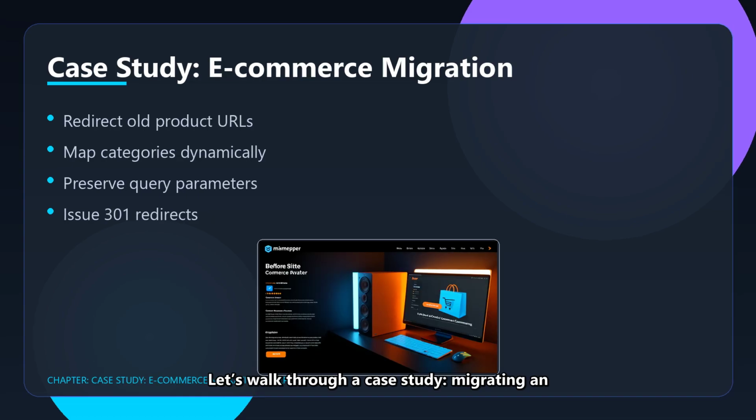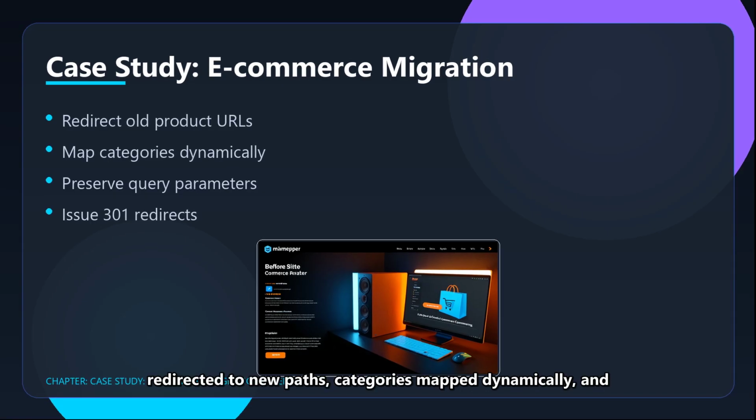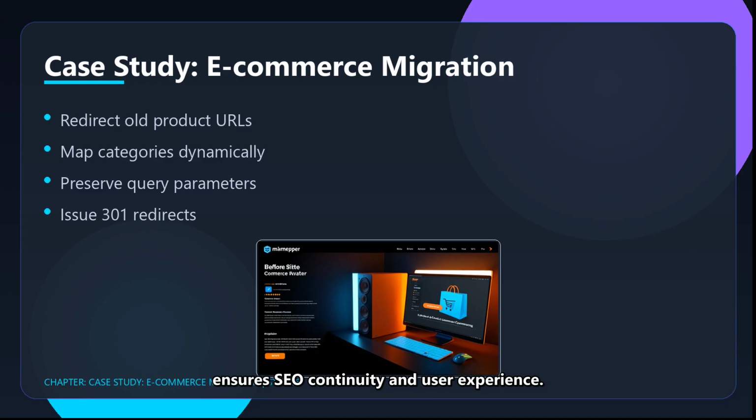Let's walk through a case study, migrating an e-commerce site. Old product URLs need to be redirected to new paths, categories mapped dynamically, and query parameters preserved. Using Regex with 301 redirects ensures SEO continuity and user experience.